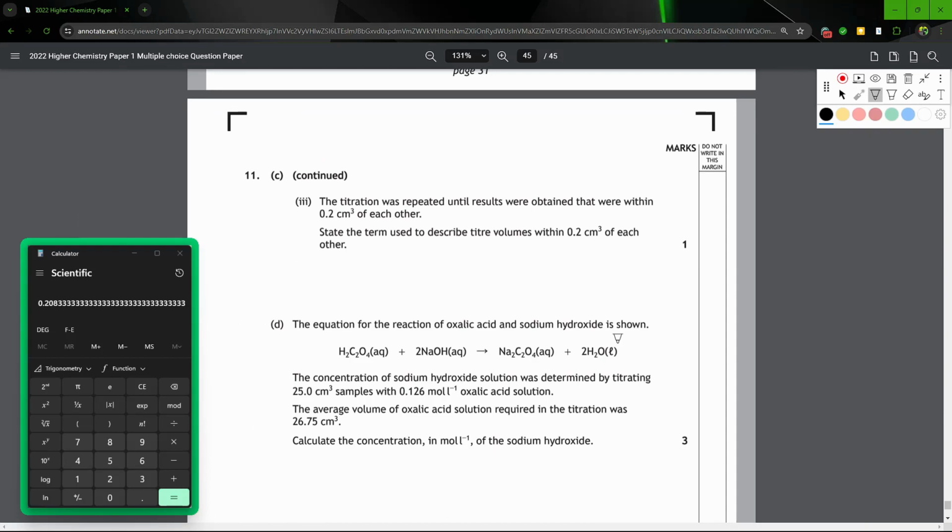The titration was repeated until the results obtained were within 0.2 cubic centimeters of each other. State the term used to describe titre volumes within 0.2 cubic centimeters of each other. That's going to be concordant.